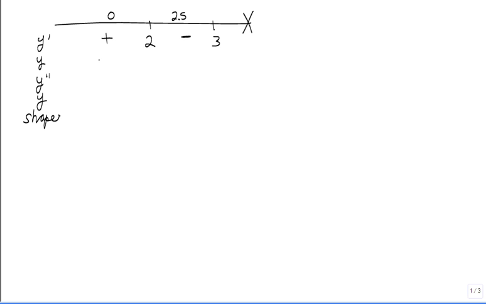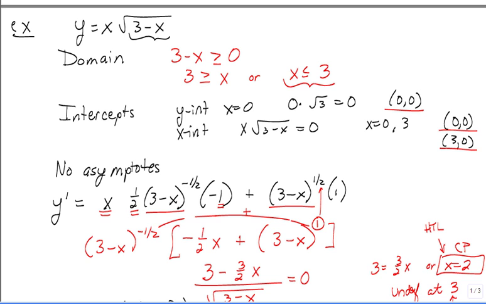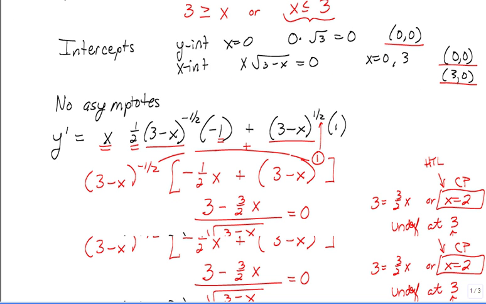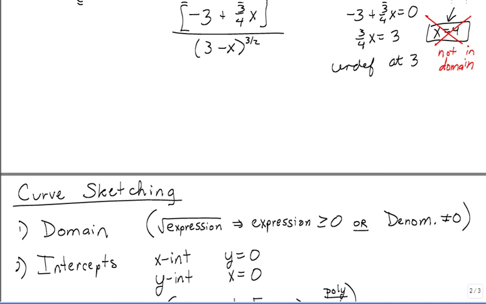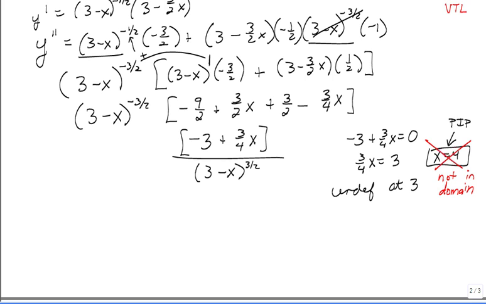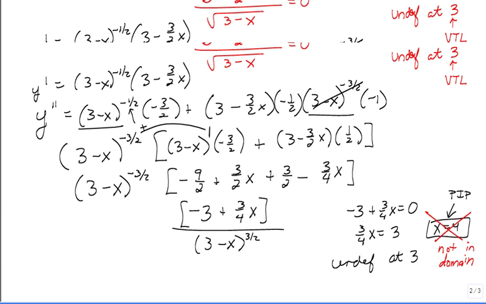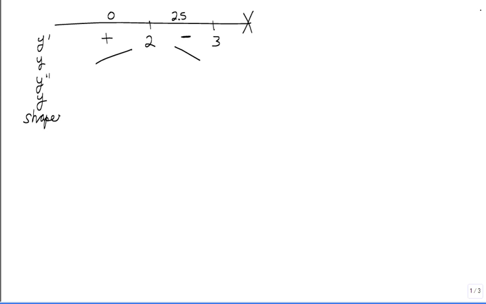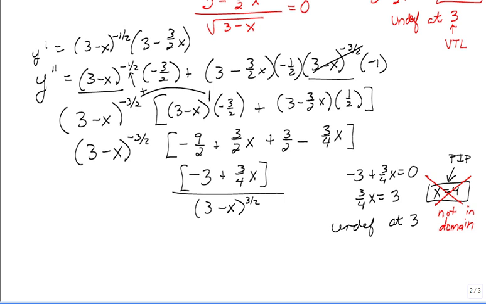So it's increasing, decreasing. If I test 0 in the second derivative, let me go down here. Right here, I'm going to get a negative. And 2.5 in the second derivative. I guess I should have written out what my derivatives were.